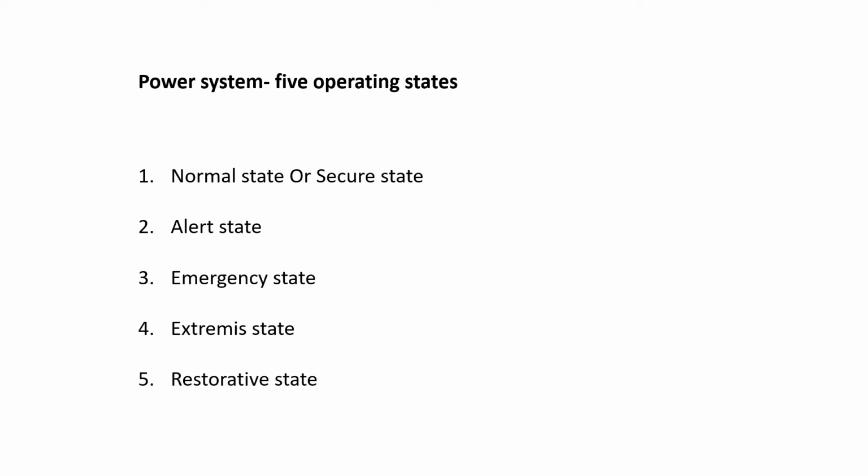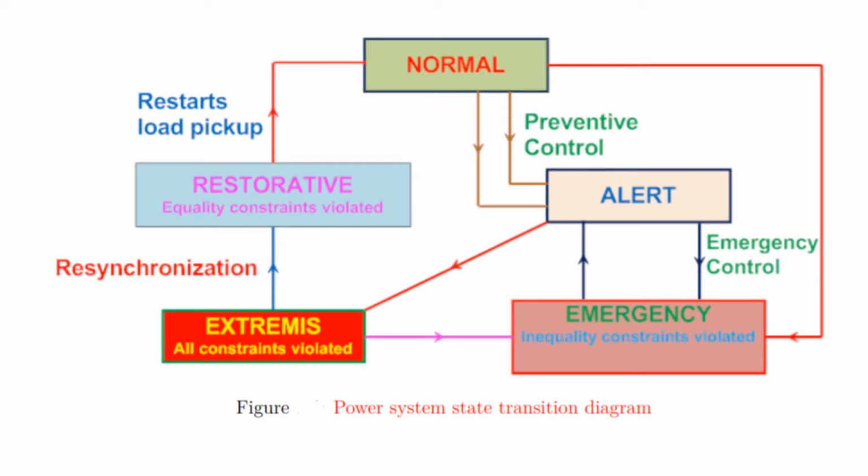In power systems, there are 5 operating states. First one is normal state or secured state. Second one, alert state. Third one, emergency state. Fourth one, extremist state. Fifth one, restorative state. We'll see one by one. The state transition diagram shows all the 5 states. Okay. First one, normal state.